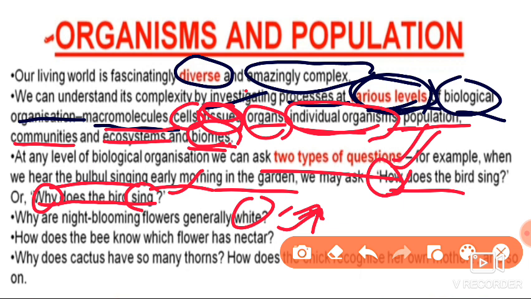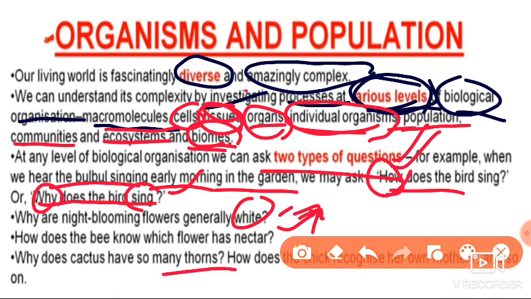And in the last, why does the cactus have so many thorns? Students, you know this very well, because in first year you studied it. In first year you studied about adaptations, modifications of stem, leaves and everything, and there you learned that the thorns are present.